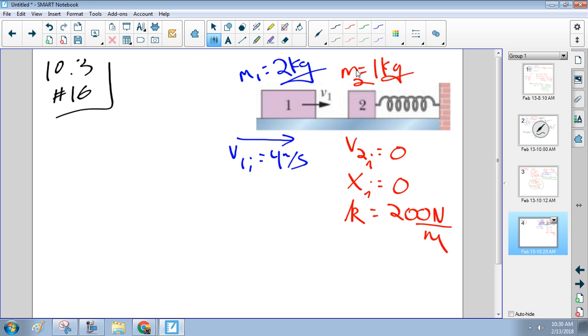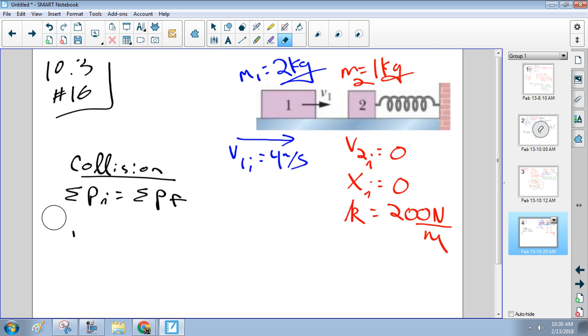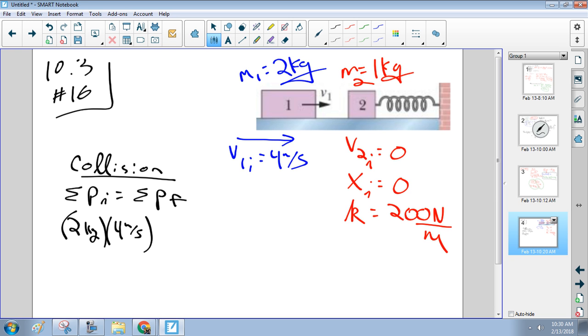All right? So for the collision part of the problem, here's what I know. The total momentum before the blocks collide has got to equal the total momentum after the blocks collide. I don't need to write out the big long equation, do I? So the total momentum before the collision is going to be 2 times 4, right? 2 kilograms times 4 meters a second, yes? Plus 0, right? That'll equal 8.